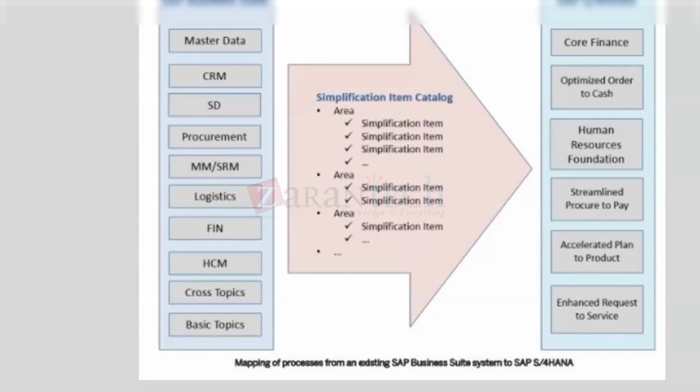S/4 HANA, so simply HANA version 4. Prior to that, the other previous popular versions were ECC and SAP R3. So what does SAP ERP do? SAP ERP is an application which performs a suite of activities, to manage the various business aspects.